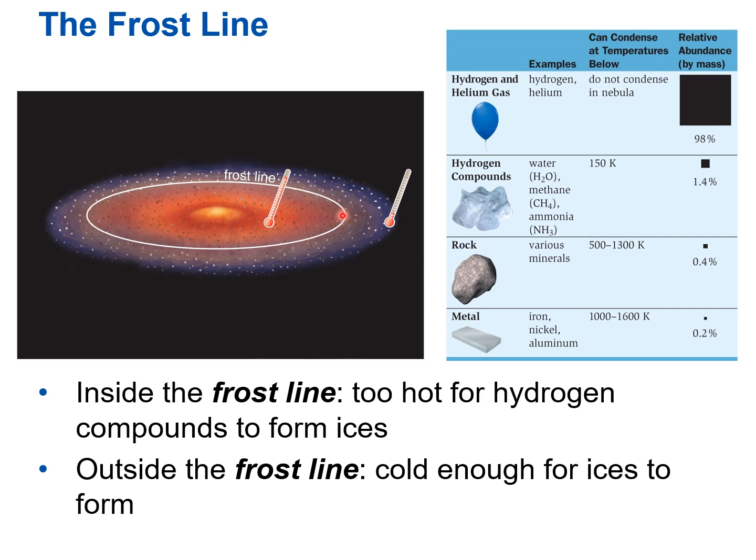Inside the frost line is where it's too hot for hydrogen compounds to form into ices. So the only thing that is going to be solid inside the frost line is just rocks and metals. Outside of the frost line, it's cold enough for ices to form, meaning hydrogen compounds can solidify. So inside the frost line, you've got rocks and metals solidifying. Outside of the frost line, you've got rocks and metals and additionally hydrogen compounds solidifying. And by the way, keep in mind the top category, what most of the nebula is made up of, hydrogen and helium gas, that stuff doesn't solidify anywhere in this picture.